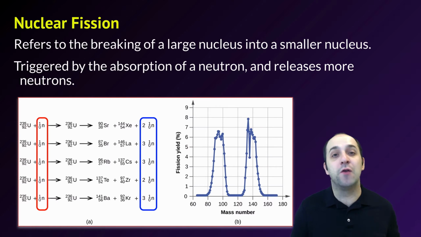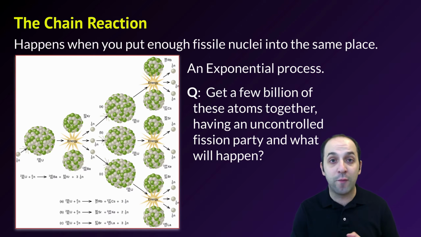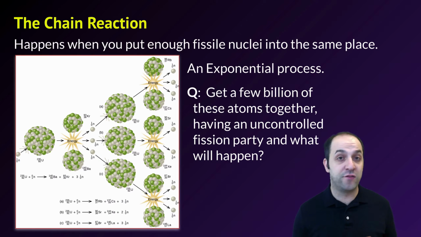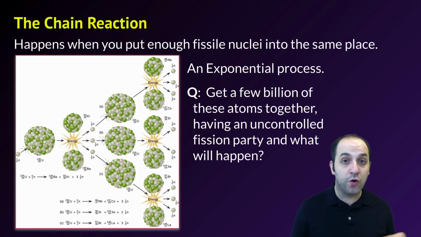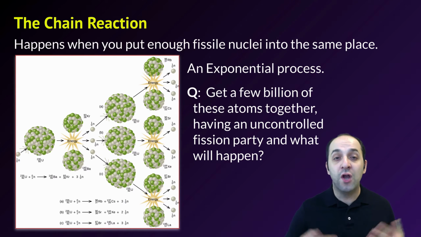And so that's kind of interesting because the neutron is triggering this event, and this event is itself triggering more neutrons to be released. And so in the first part of the 20th century, it was discovered that if you take a bunch of these fissionable nuclei and put them together in the same place, and you start by fissioning one nucleus by absorbing a neutron, that's going to trigger the release of additional neutrons, which could be absorbed by surrounding nuclei and cause them to undergo fission and trigger the release of more neutrons, and so on and so forth. This becomes an exponential process, what's called a chain reaction.